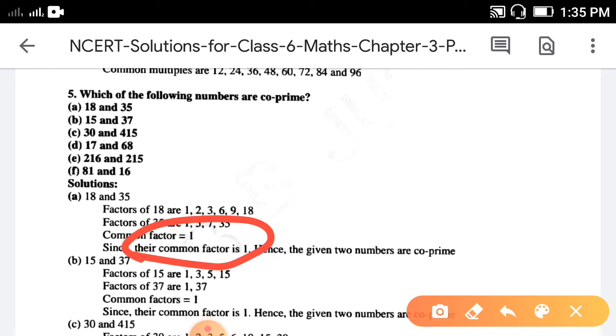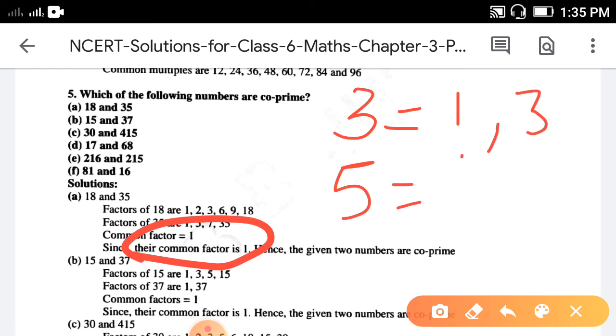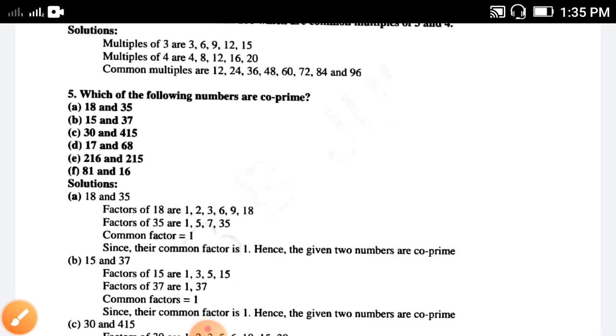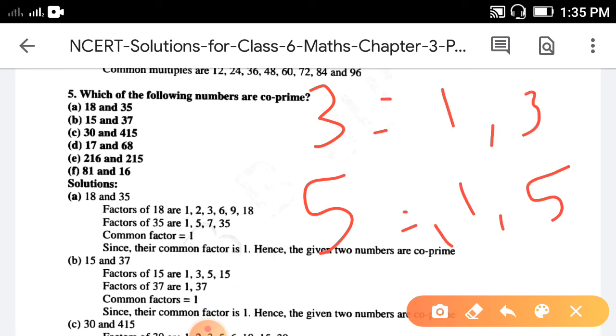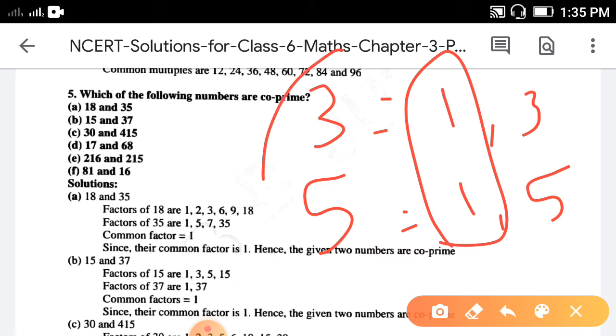So let's see the example. The numbers are 3 and 5. Factors of 3 are 1 and 3, and factors of 5 are 1 and 5. So here you can see what is common. Factors are 1, 3 and here 1, 5. So 1 is common. In both the numbers the common factor is 1, so we can say these two numbers are co-prime numbers.